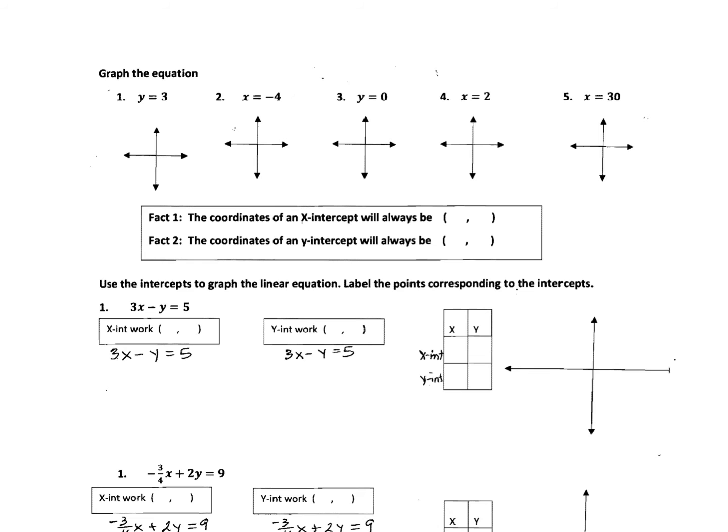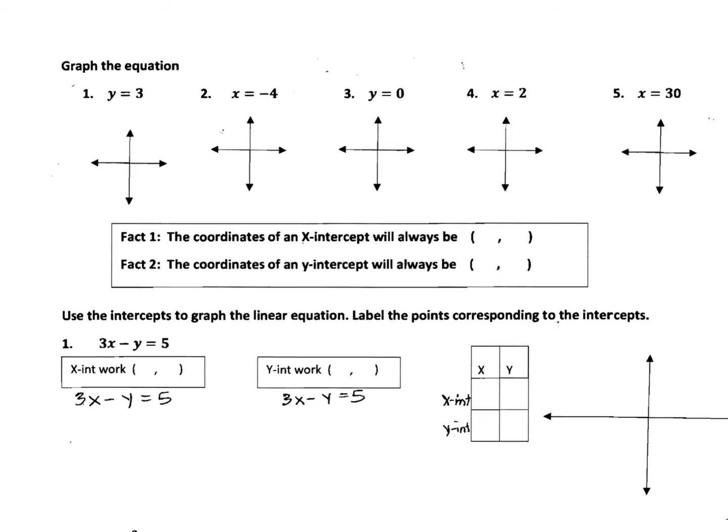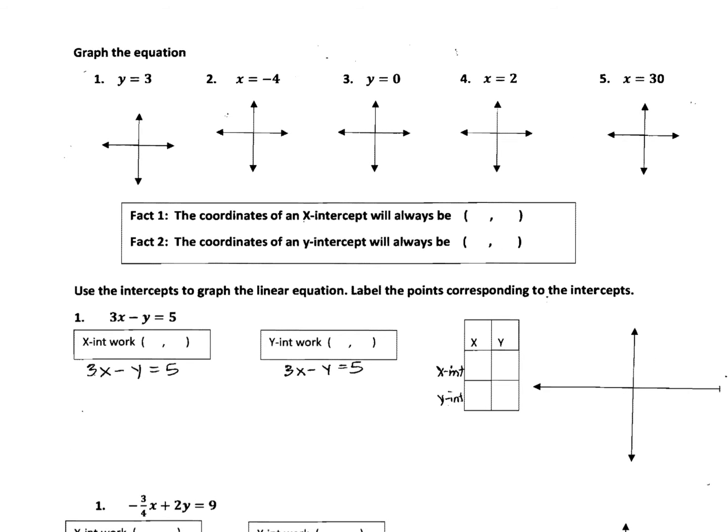So let's graph some of these equations. The vertical and horizontal equations. Remember that vertical is x equals a number, and horizontal is y equals a number. Horizontal is left to right. Vertical is up and down.